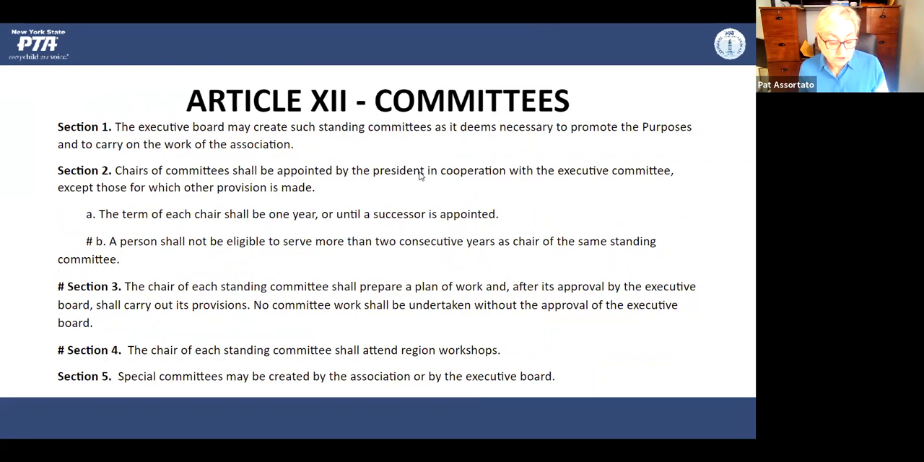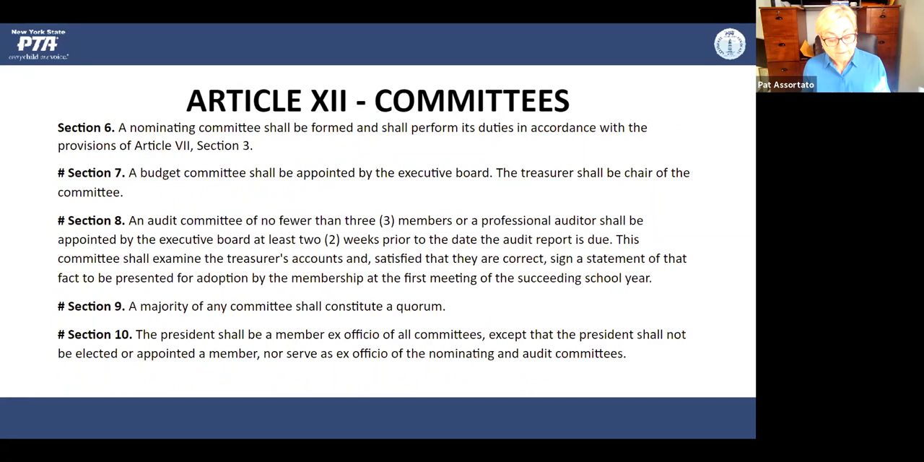Article 12, sections 1 through 5, under committees, prescribes the creation of committees and special committees and the appointment, term, and responsibility of committee chairs. This is Article 13 in council bylaws and has one additional clause to be reviewed later. Article 12, sections 6 through 8 prescribe your required special committees and their reports. Please note for Section 8, an audit is required by regulations governing not-for-profit corporations in New York State, so you must have an audit committee.